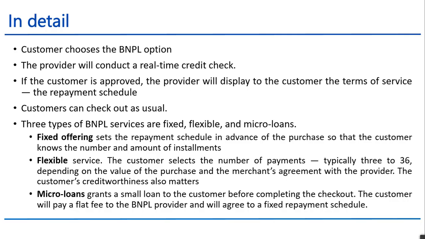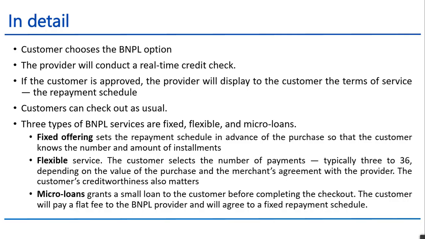Now, the 3 types of BNPL services which can be offered to a customer are fixed, flexible, and microloans. What does it mean? A fixed offering means that it sets the repayment schedule in advance of the purchase, so the customer knows the number and amount of installments. For example, let's say a customer wants to purchase a product of $100, right? And if the payment is divided into 5 installments, and the customer says, okay, I'm happy paying in 5 installments, then the customer knows that he or she has to pay $20 on each installment day. Now, the installment day could be weekly, bi-weekly, monthly, depending on what kind of product it is. And then there is a flexible service where the customer selects the number of payments, right?